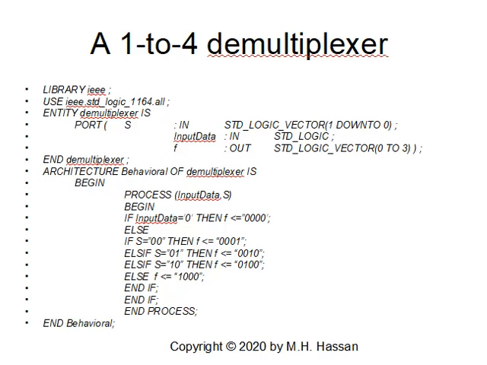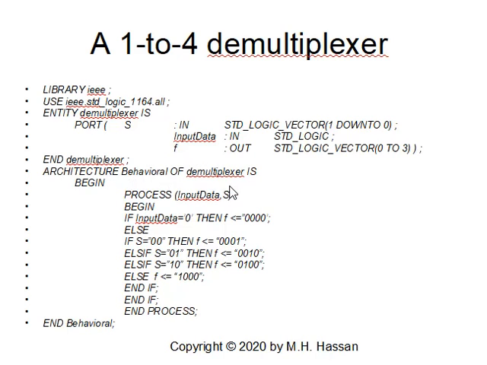Now, this is a 1 to 4 demultiplexer, which is the opposite of a multiplexer. The inputs will be the select line, which is a vector 1 down to 0, and the input data in a single line, in standard logic, and F, which is an output in standard logic vector 0 to 3. So we have 1 to 4, and F will be a 4-bit output. I will end the demultiplexer.